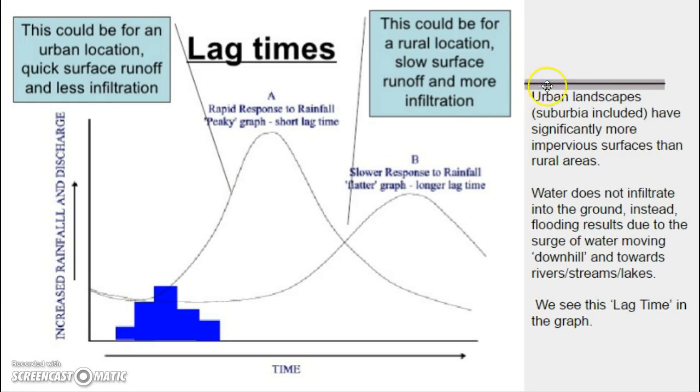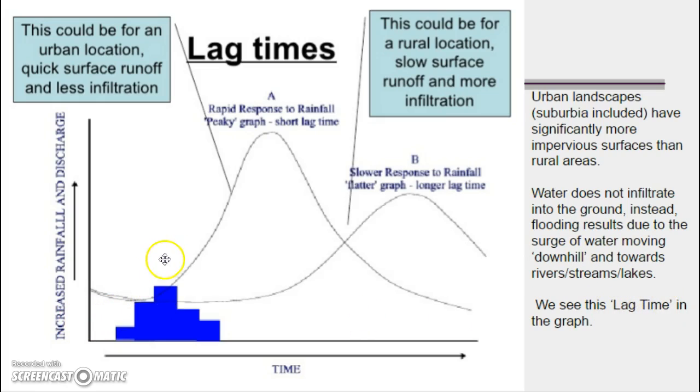So here's an example. An urban landscape like suburbia has significantly more impervious surfaces than rural areas. Water does not infiltrate into the ground. Instead, flooding results due to the surge of water moving downhill and towards the rivers or streams and the lakes. We see this as lag time in the graph.